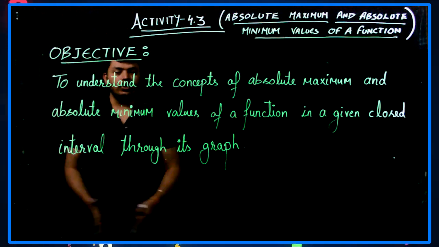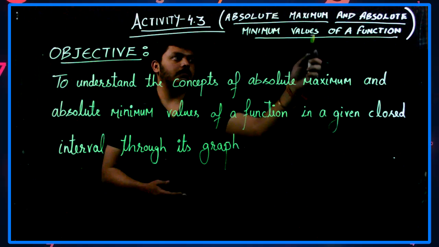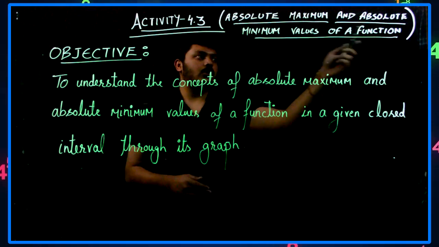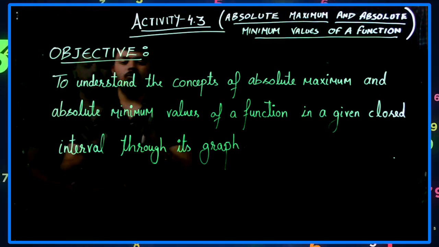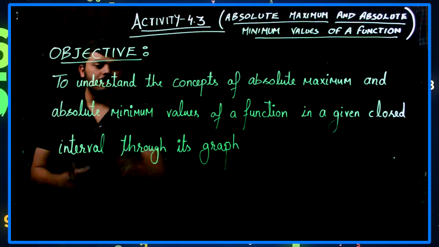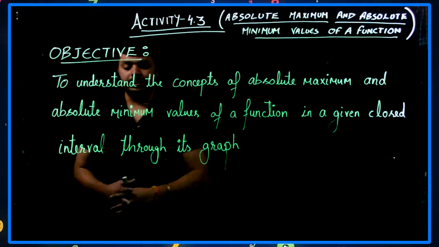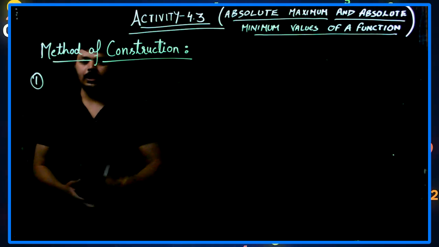Friends, now let's start a new activity, activity 4.3, absolute maximum and absolute minimum values of a function. So our objective for this activity is to understand the concepts of absolute maximum and absolute minimum values of a function in a given closed interval through its graph. So students, now let's see the method of construction for this activity.